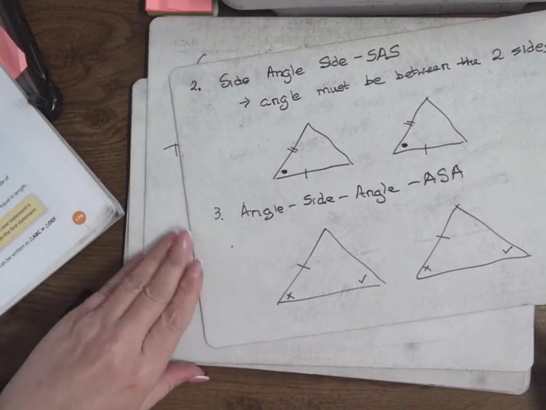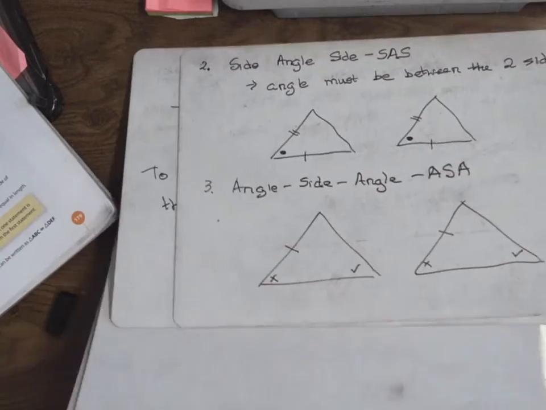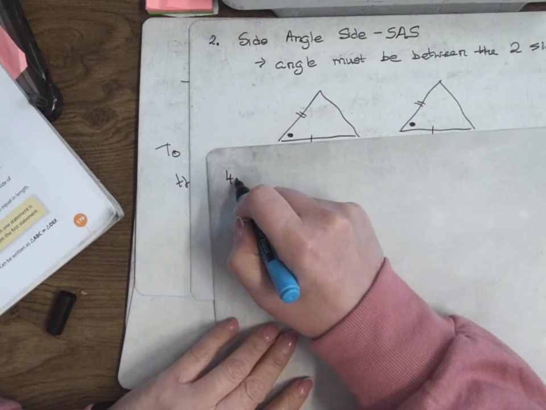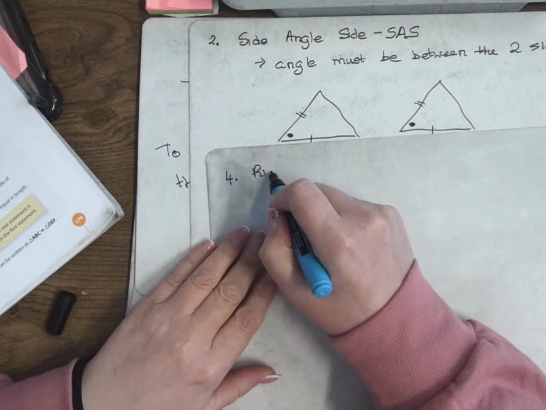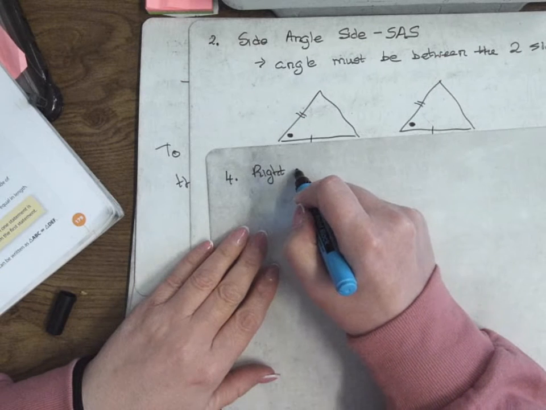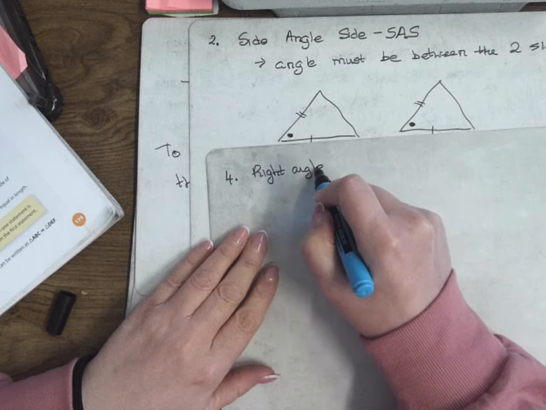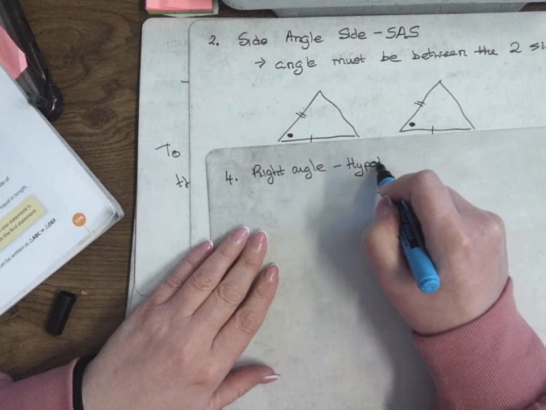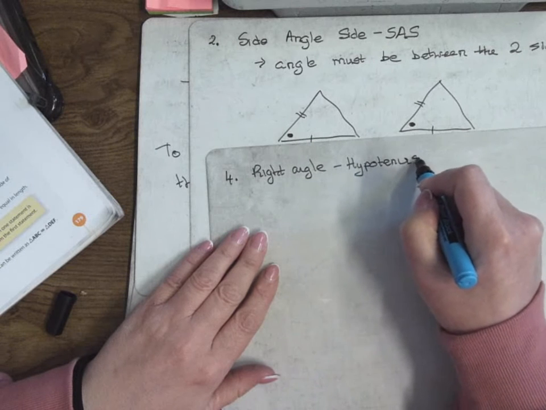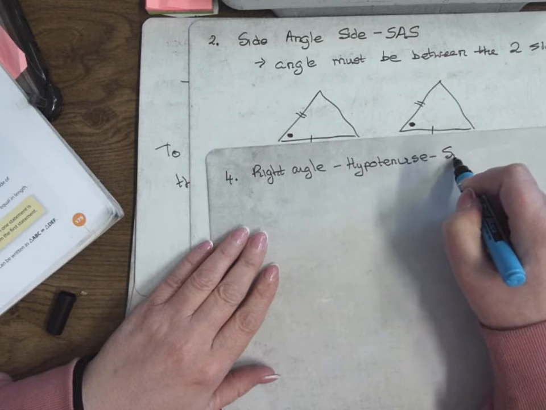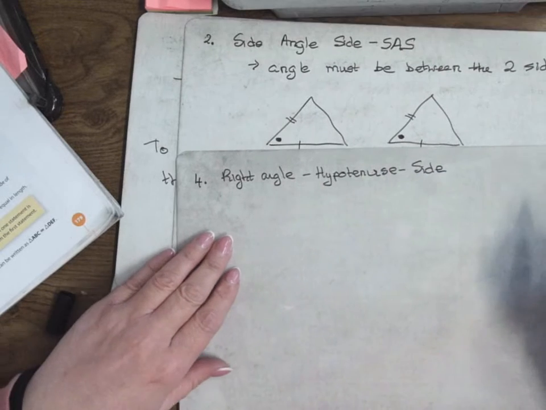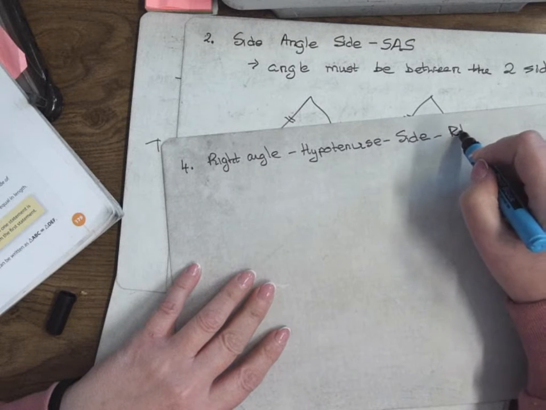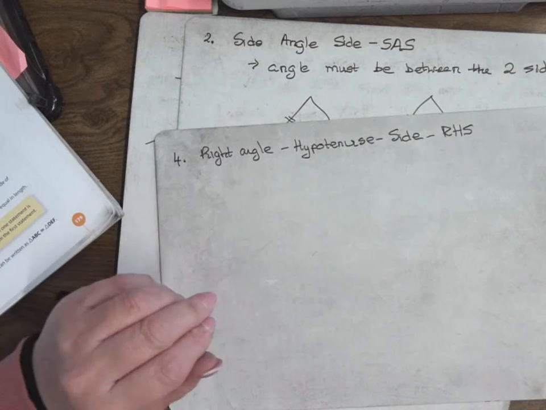Yeah. Right. Okay. And finally, the last one is specific to a right angle triangle. Right. So number 4 is the right angle. So I have to prove there's a right angle in each triangle. Right. I have to prove the hypotenuse is the same, the measures the same in each triangle, and then any other side. Okay. And what will I call this for short? RHS. Is that okay? RHS.